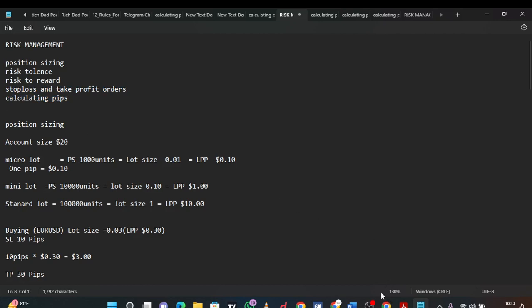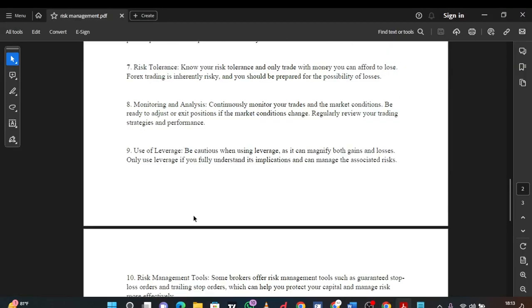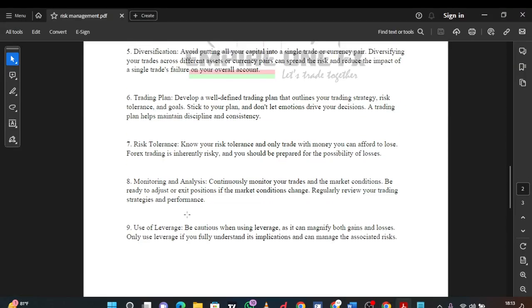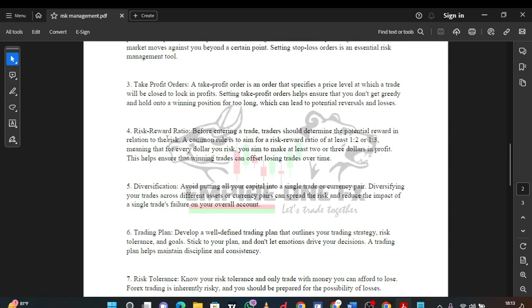calculating pips. I've not talked about the risk to reward. I don't know if I've skipped it. Okay, I skipped risk to reward, guys. So first and foremost, understand your risk to reward ratio. Because what are we looking at? We're looking at what you are risking in the market, and what your reward is.